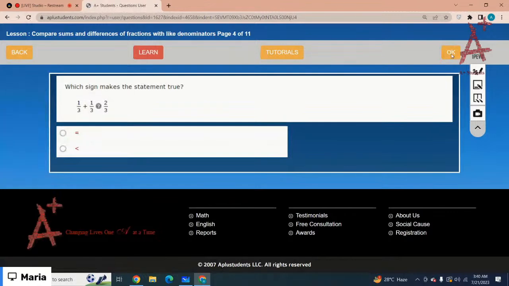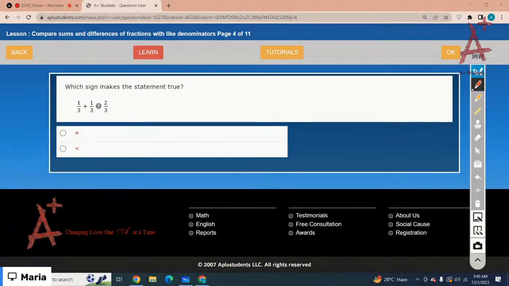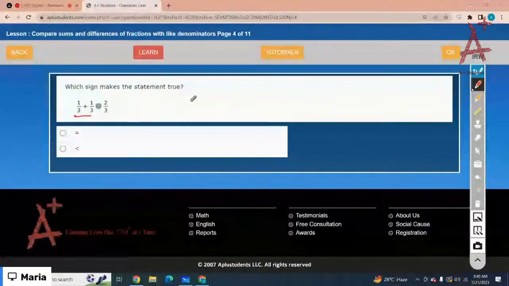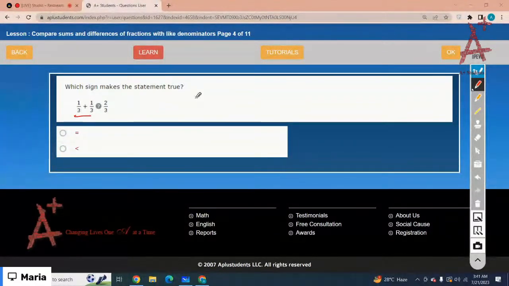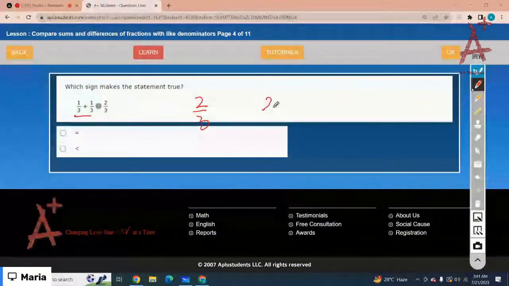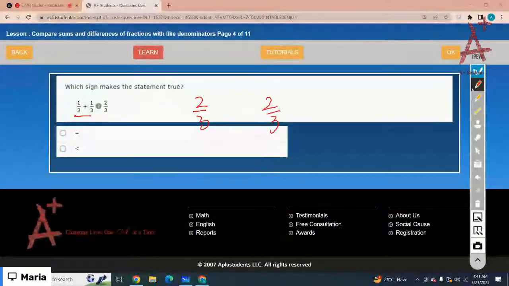Which sign makes the statement true? 1 by 3 plus 1 by 3 and you have to compare it to 2 over 3. So 1 over 3 plus 1 over 3, they have the same denominators. That means you have to add, it is 2 over 3, and you have to compare it to 2 over 3. So they both are exactly equal. So the correct option is option number 1 because they are equal.